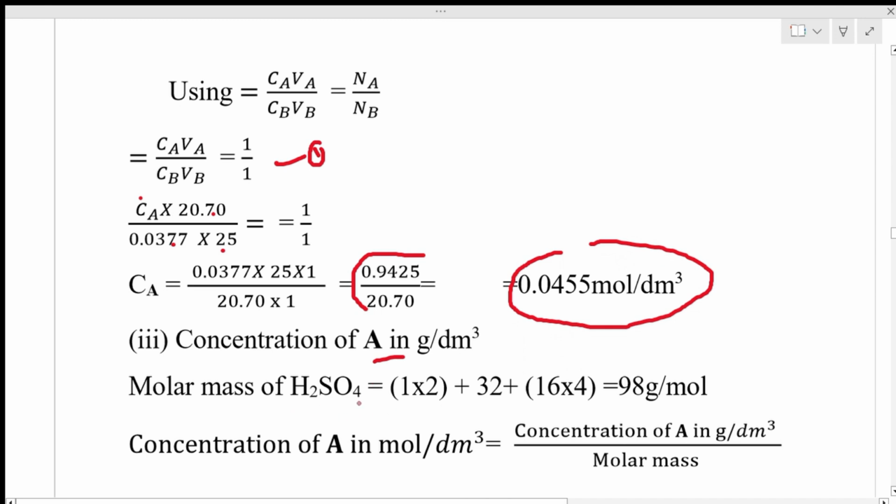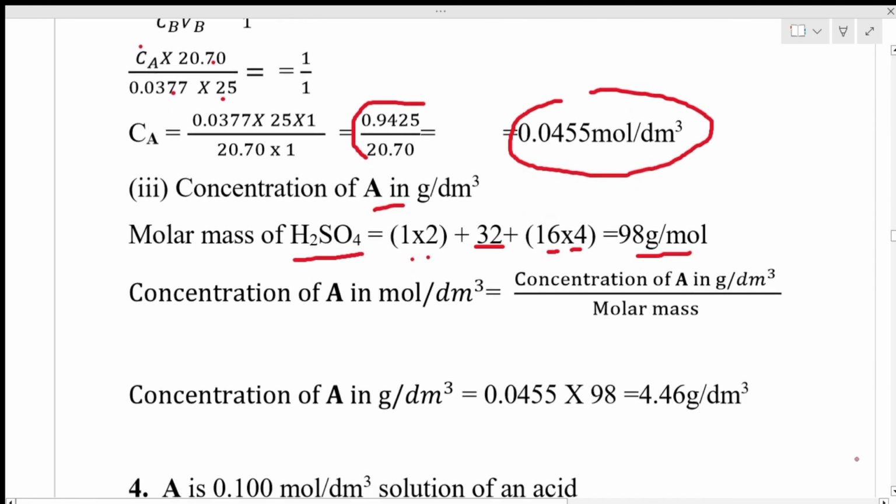Convert this one to gram per dm³. The molar mass: hydrogen is 1, 2 of it; sulfur is 32; oxygen 16 times 4; everything gives 98 gram per mole. Remember your units, very important. Then you use your formula, concentration in gram per dm³ over molar mass, and then you have your final answer.